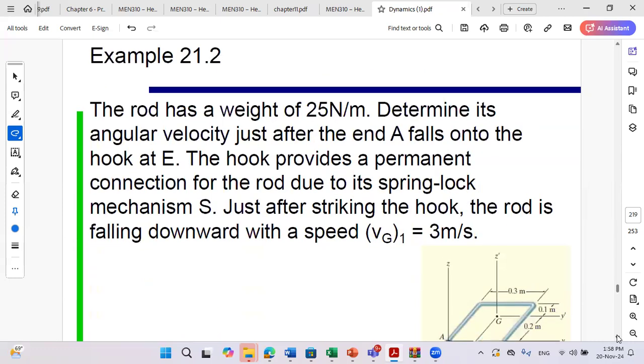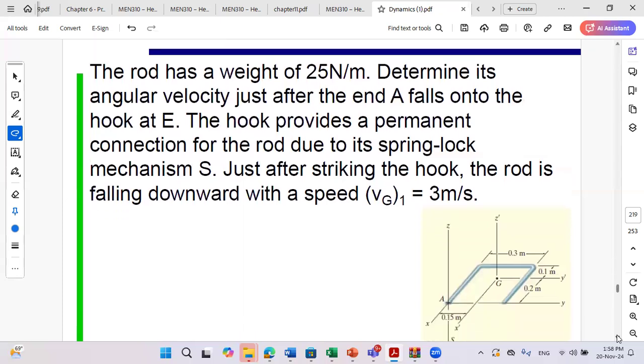Let us practice on this using some examples. So first, the following rod has a weight of 25 Newton per meter. Determine its angular velocity just after the end A falls onto the hook at point E. The hook provides a permanent connection for the rod due to the spring lock mechanism. Just after striking the hook, the rod is falling downward with a speed vG1 equal to 3 meters per second.